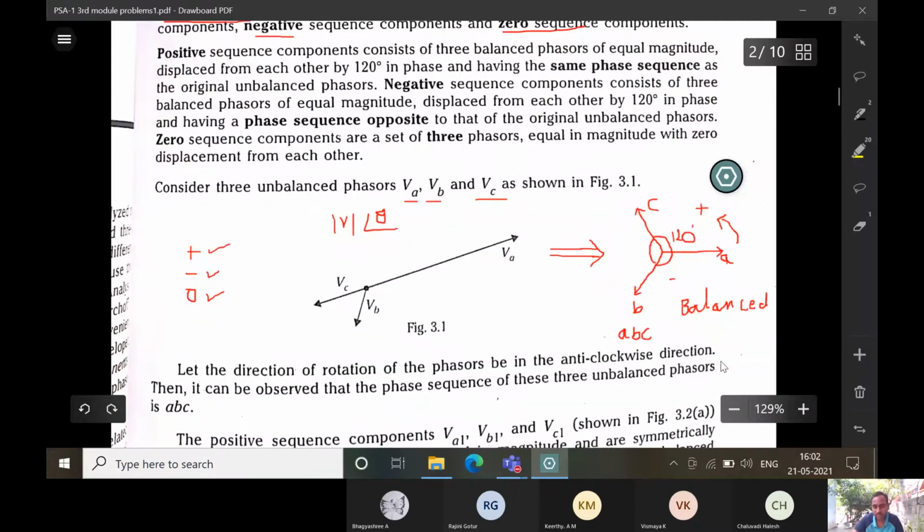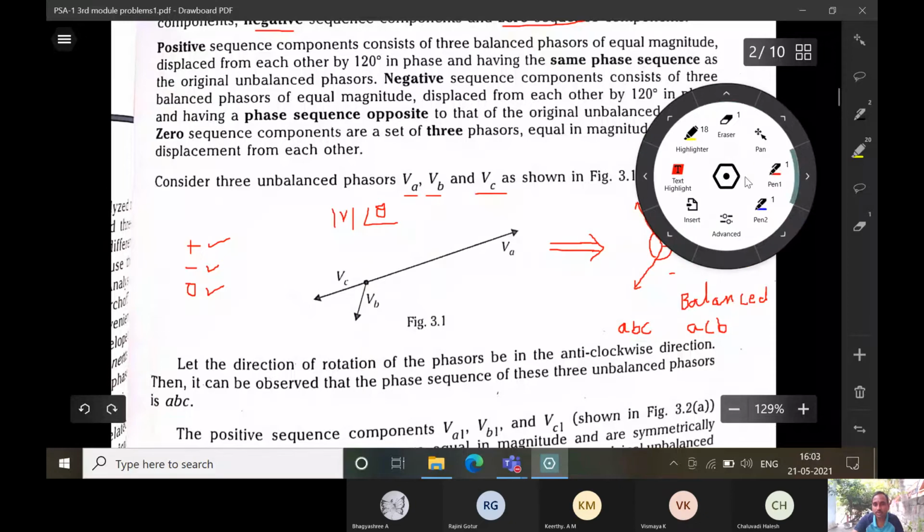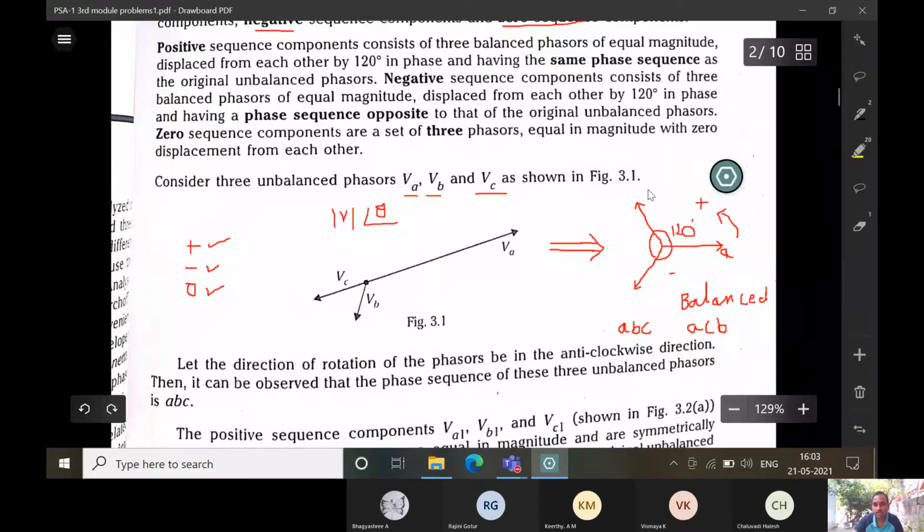Okay, so the second one is also the negative sequence. The only change is that the phase sequence will be changed and the remaining will be as it is. So this is A, so the phase sequence will be ACB. With A as the reference, this will become B and this will become C. That is called the negative sequence component.